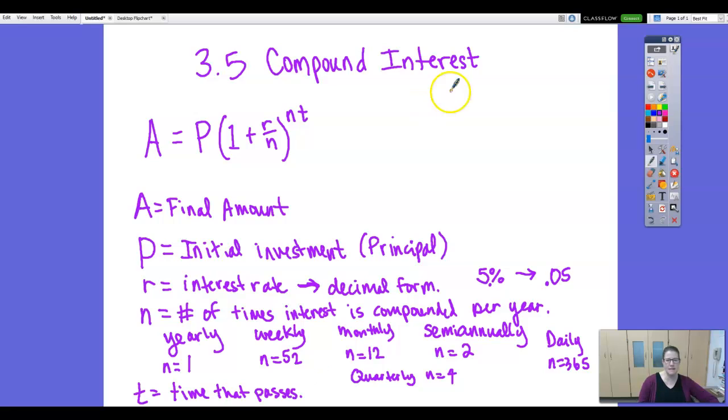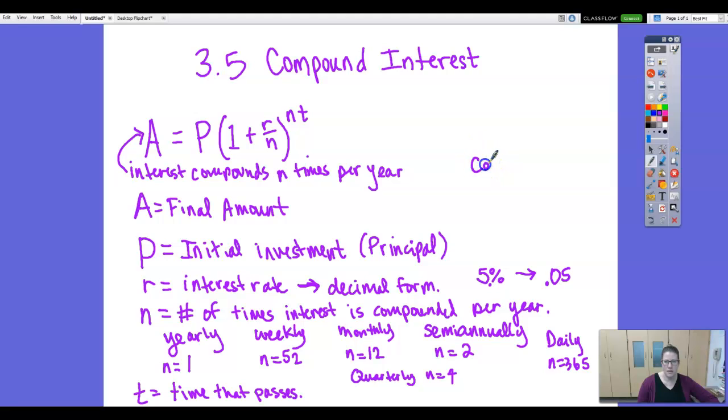Okay, so we're going to look at some examples using this. I will say that there are 2 formulas. This first one is for interest that compounds N times per year. So if you're reading a story problem and it says the interest compounds a certain number of times per year, could be weekly, monthly, any of these, then you're going to use this first formula. If it says that it compounds continually or continuously, then you're going to use a different formula. This means that interest is being added all the time.